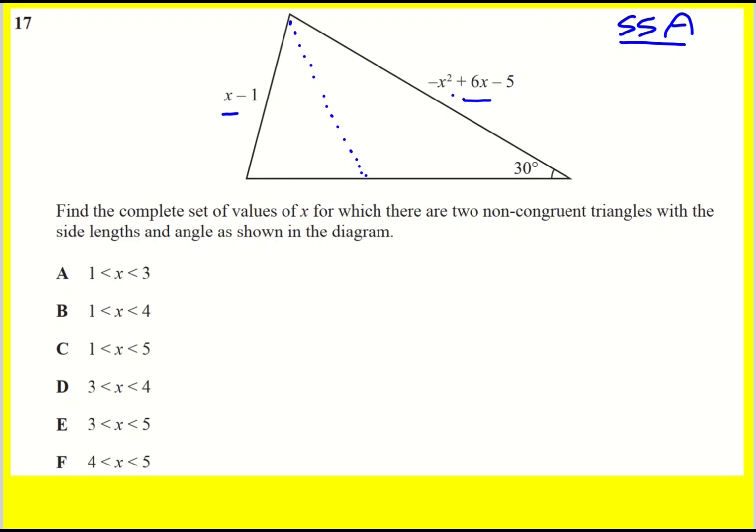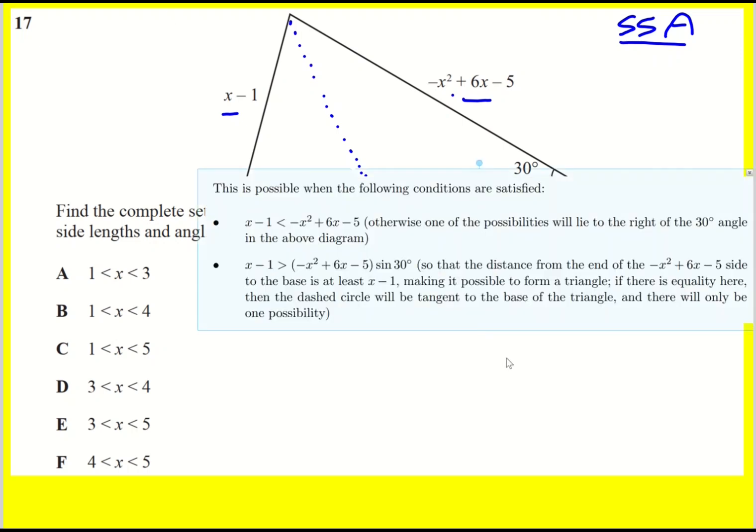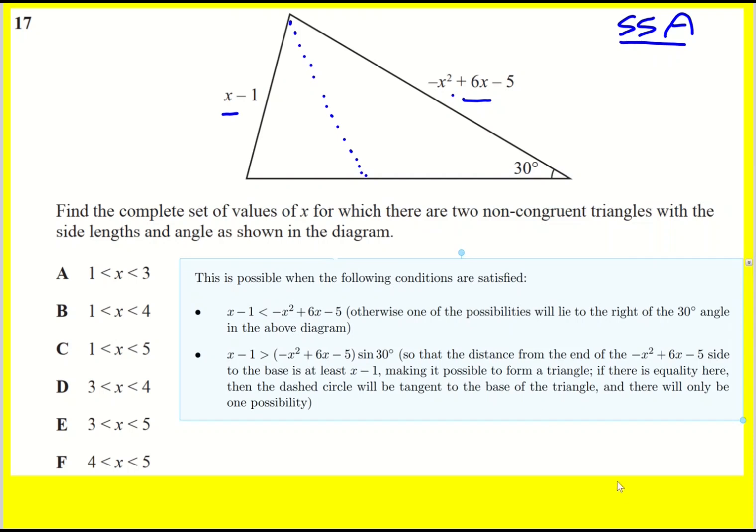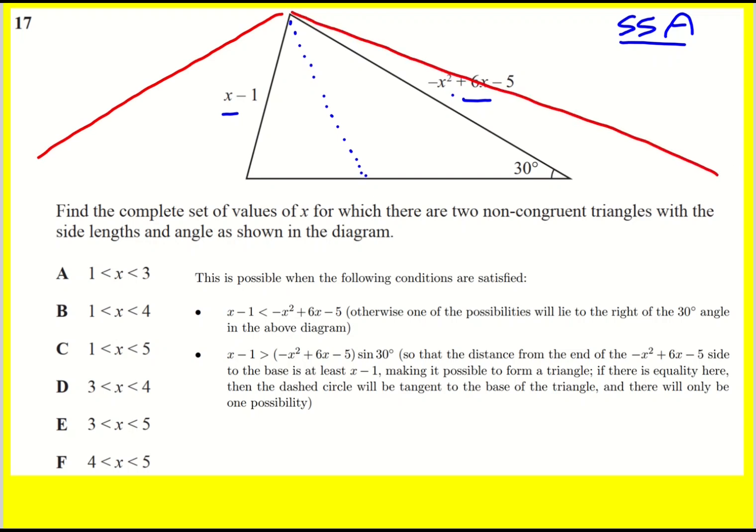The worked solutions do it very differently to how I did it. I'm just going to talk briefly about their method. It is really nice. I just didn't even begin to think of it the way they did it. So they first of all argue that x minus 1 has to be less than minus x squared plus 6x minus 5. The reason being, if it was longer, then you get one maybe over here, but the second one would end up being sort of over here, and you wouldn't get this 30-degree angle anymore. That's a nice condition.